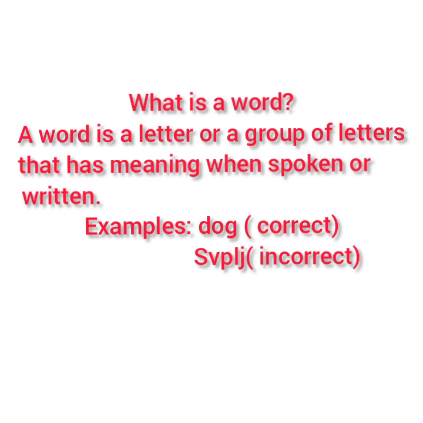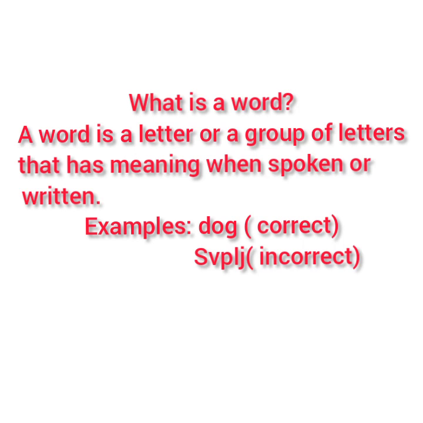What is a word? A word is a letter or a group of letters that has meaning when spoken or written. So, a word can be just a letter or made up of a group of letters which has meaning. If a group of letters does not give any meaning, we cannot accept it as a word. For example, dog. Dog is the name of animal. It has meaning, so we can accept it as a word.